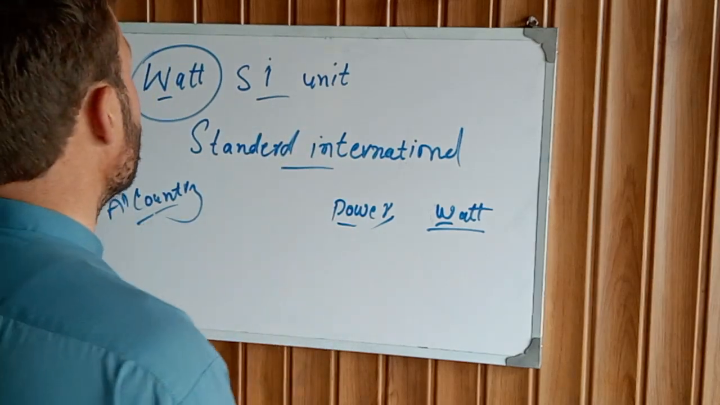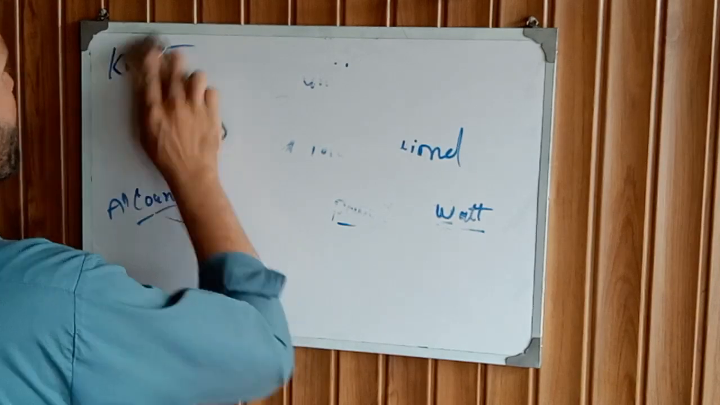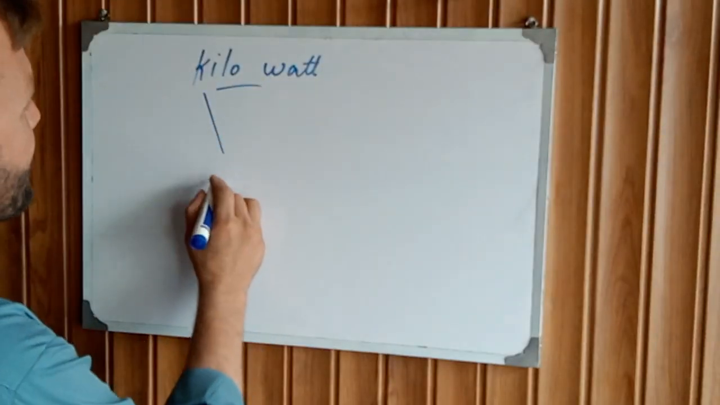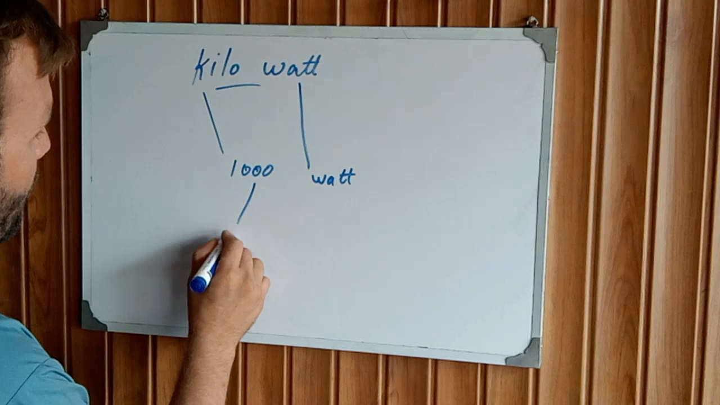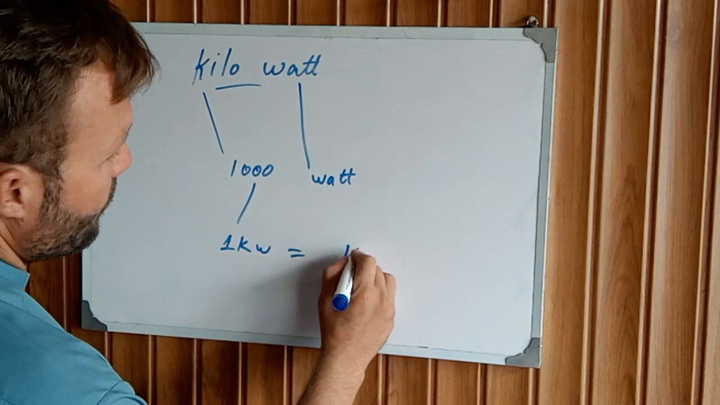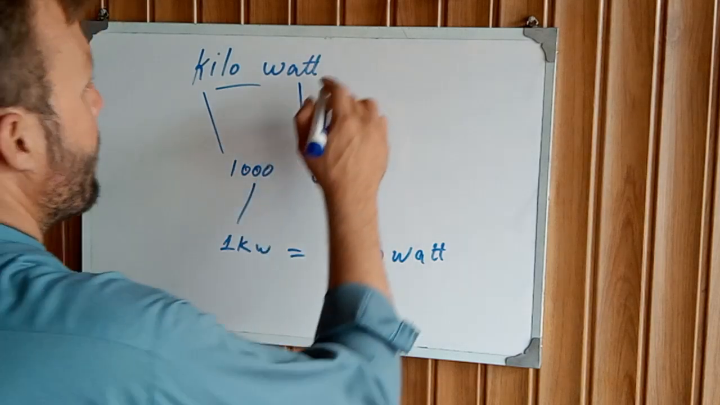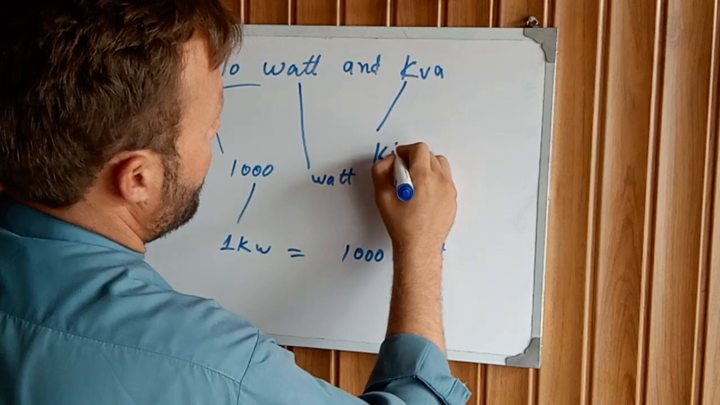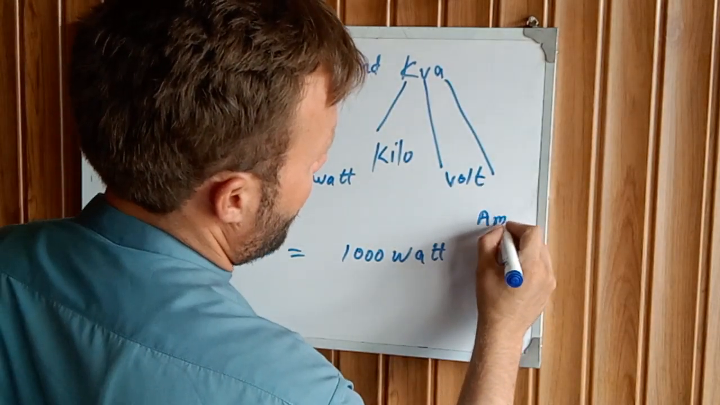Now we are going to understand kilowatts. Kilo means 1000. Watts means watt. 1 kilowatt is equal to 1000 watt. And kVA: K means again kilo, VA means volt ampere.